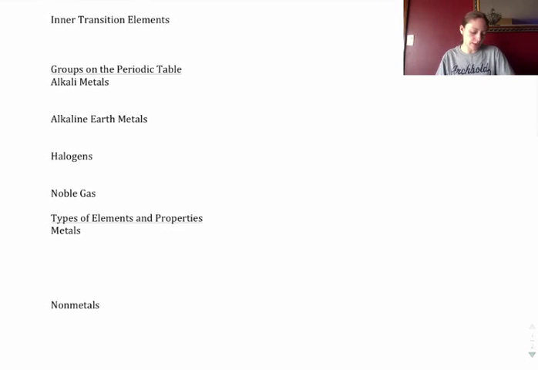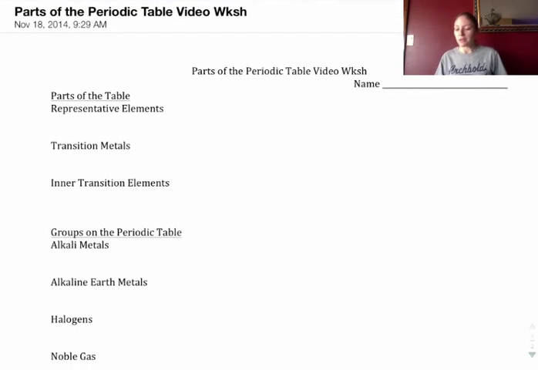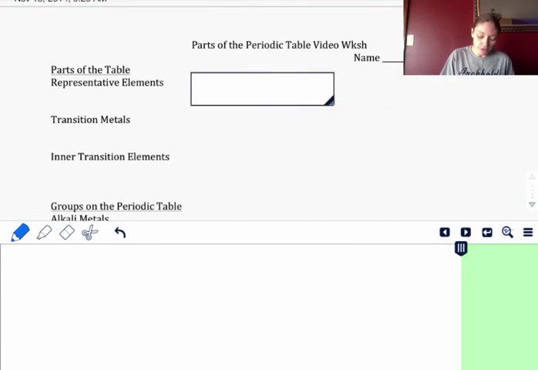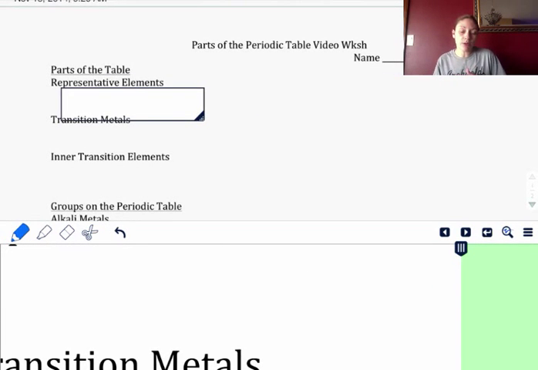Okay, we're going to look here at the parts of the periodic table. This, for the most part, should be a review, so we're going to move through this fairly quickly. All right. The major parts that we have here are the representative elements, and those are going to be groups 1 and 2, and also groups 13 through 18. They're often also called A elements or 1 through 8A.